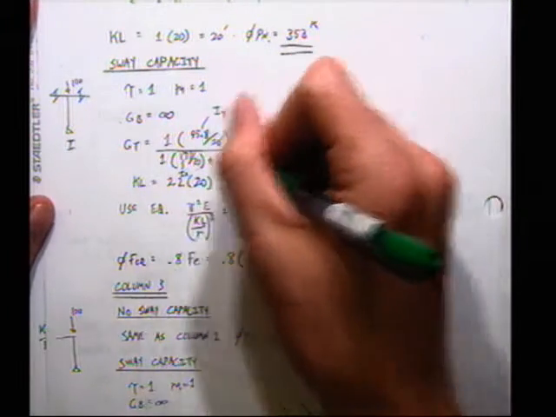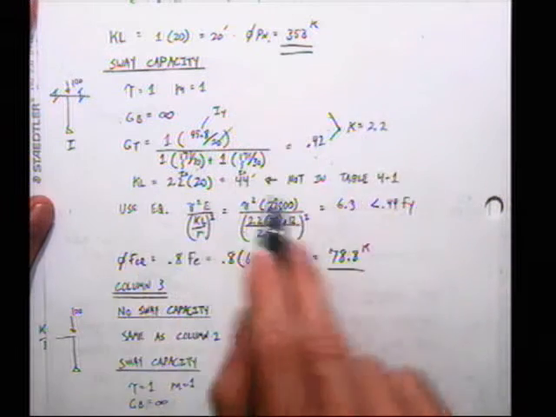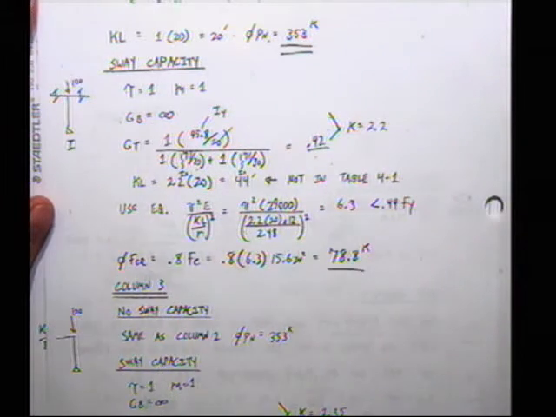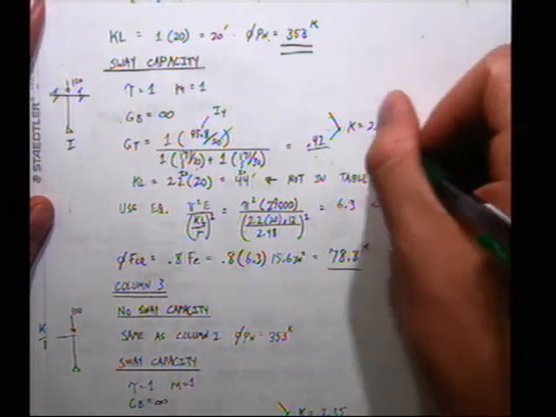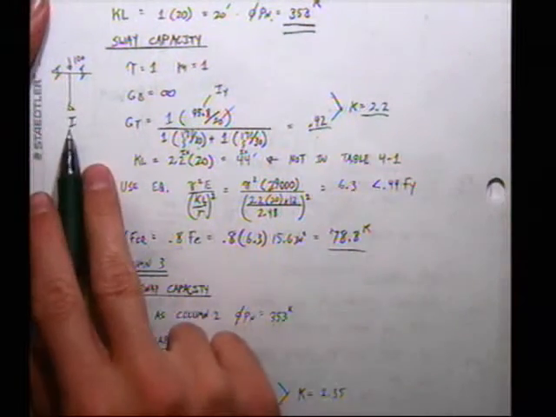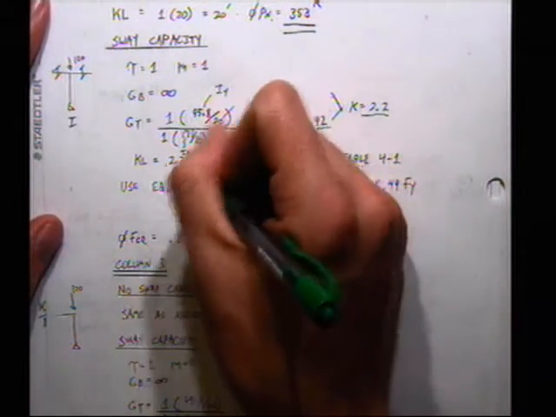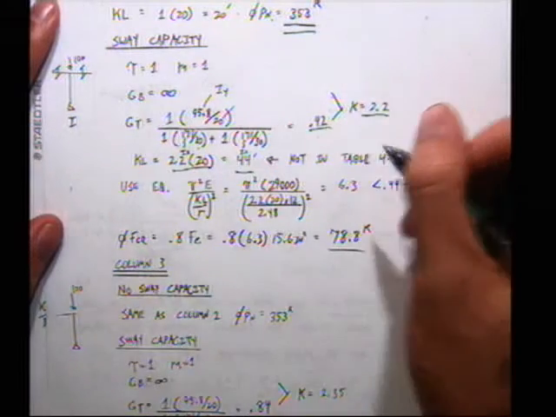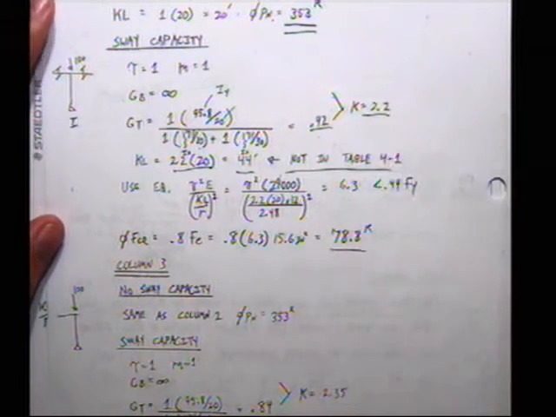L is 20, 30, 30. M is 1 on all these. I get a G top of 0.42. K at 2.2. Since it's buckling about the IY, I can just use K times L. I get 44 feet. Not in table 4.1.